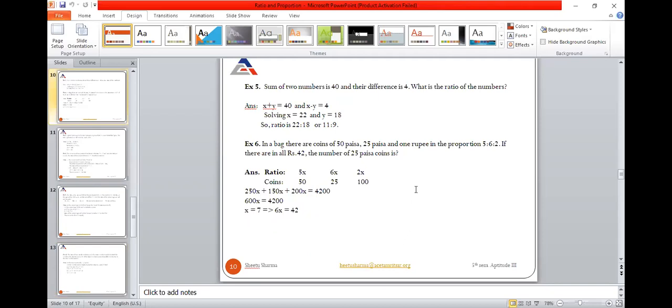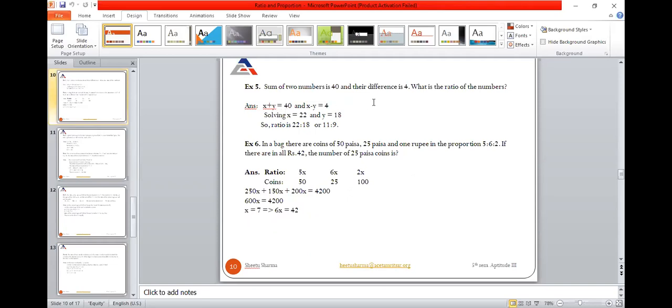Next is the sum of two numbers is 40 and their difference is 4. What is the ratio of the numbers? So we are given with sum of the two numbers is 40. Let the two numbers be x and y. So according to the given condition, we will be having x plus y equals to 40.